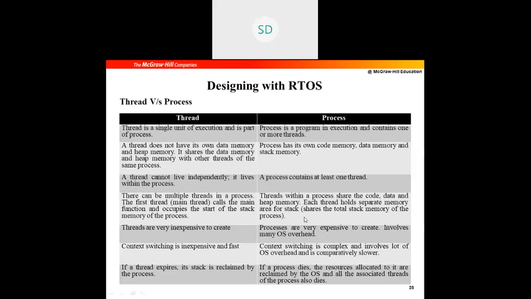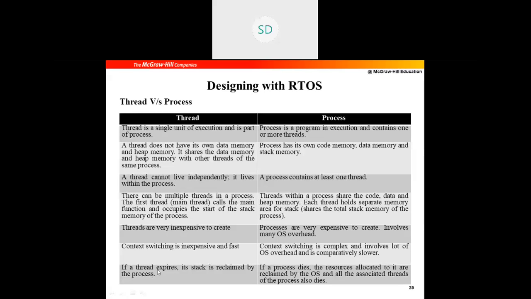So threads are very inexpensive to create. Processes are very expensive to create, involving many OS overheads. Context switching between threads is inexpensive and fast, because the switching is within the process. Context switching in the case of a process is complex and involves a lot of OS overhead, because the entire application will be switched from one process to the other.